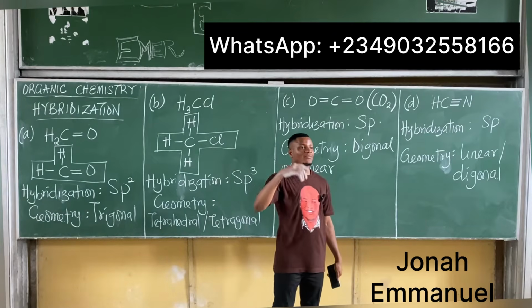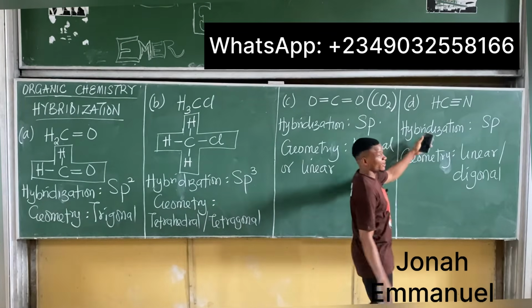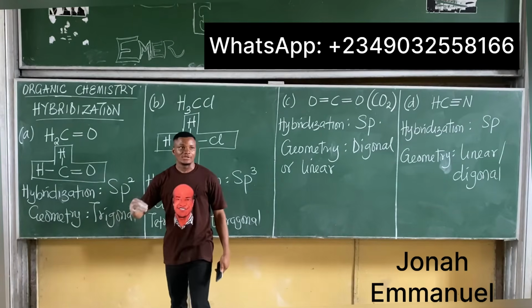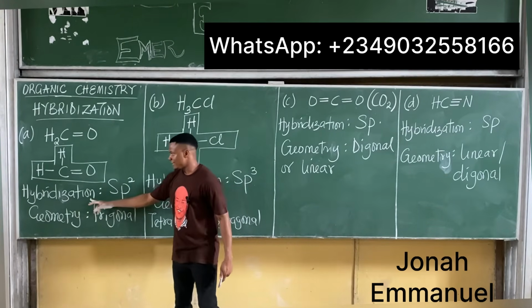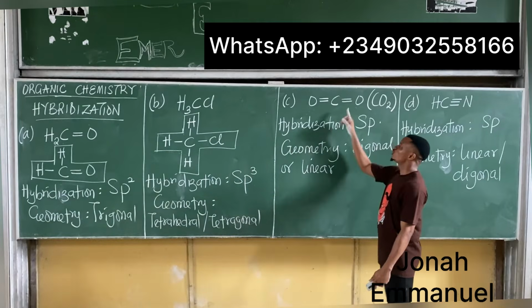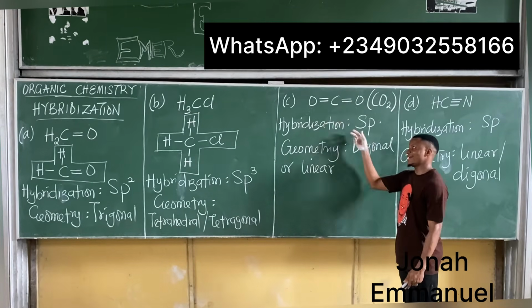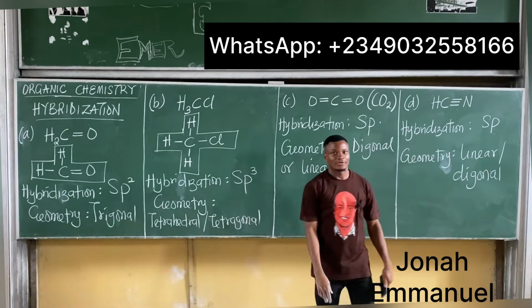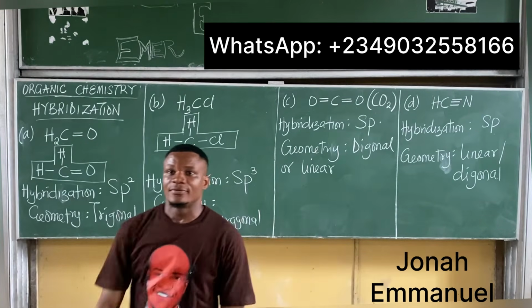So please, he was asking why this is sp. We've mentioned before that when it comes to a double bond, the hybridization pattern is sp squared. For a single bond, it is sp cubed. For a double bond, it is sp. For a triple bond, it is sp. That's how it's done. Yes.